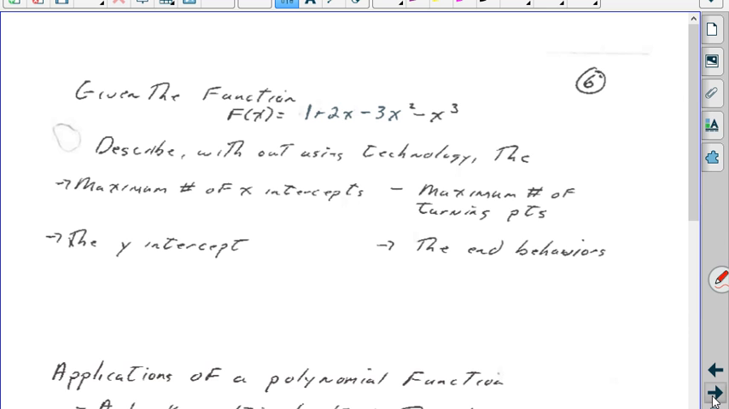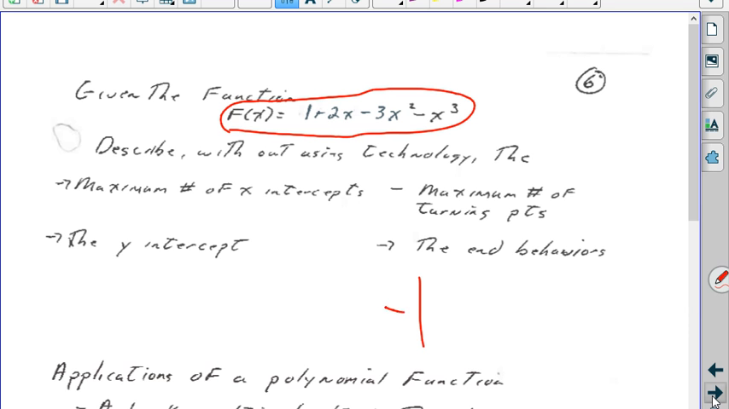Without technology, here we have a function. We should be able to get the maximum number of x-intercepts from this, the maximum number of turning points. I'm really talking about turning points, but I'll explain here. The y-intercept and the end behavior. How does it end? So again, my arm dancing. Well, what degree function is this? Okay. The degree is 3, even though I tucked it away down here. The degree is 3 with a negative leading coefficient.